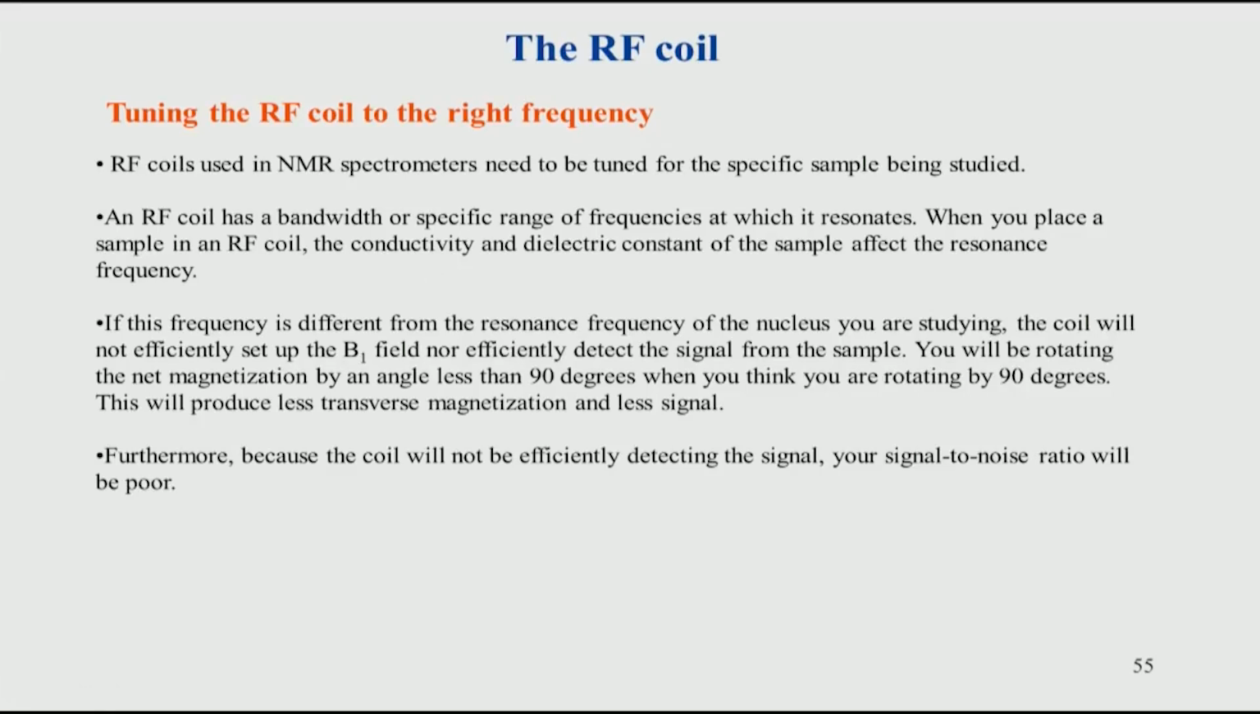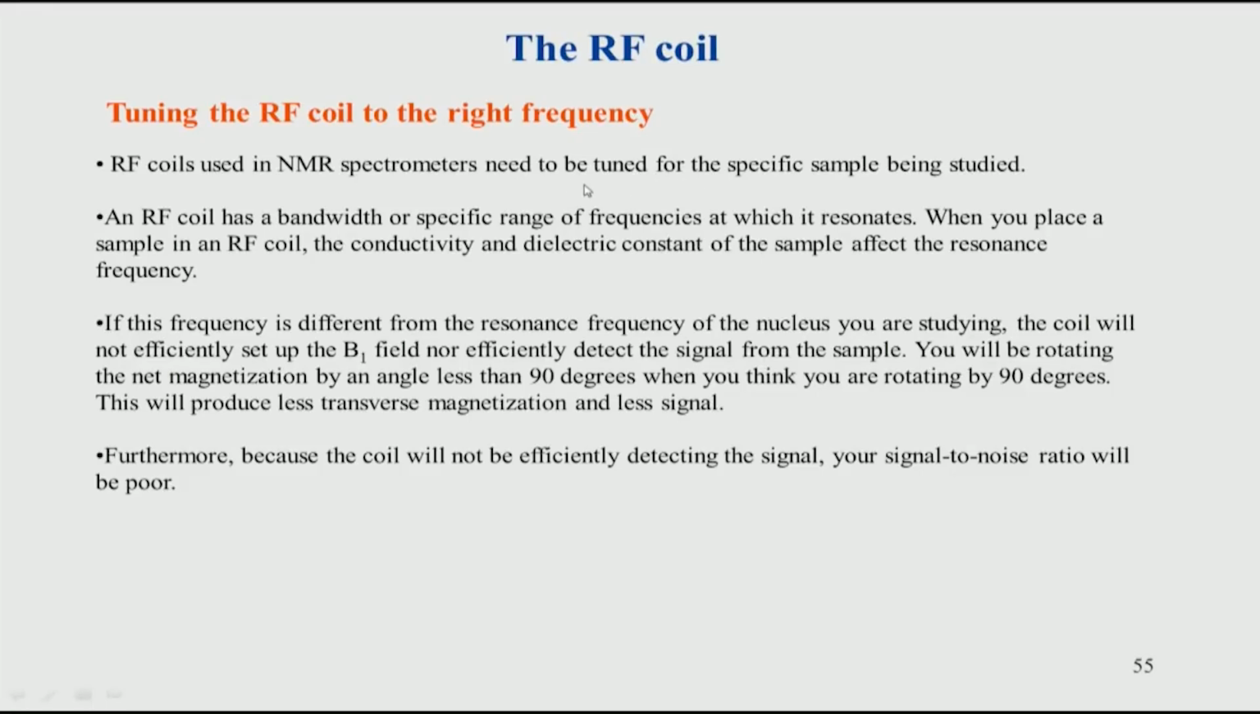For example, when I say 500 megahertz, that is basically the frequency of hydrogen, but for carbon it will not be 500, it will be 125 megahertz. Similarly, for nitrogen it will be 50 megahertz. So, for different types of nuclei we need different frequencies, and all this is done with a single probe. The same probe has to be used for different nuclei, we do not change the probe. Therefore, each time you study carbon 13, fluorine or nitrogen, you will have to tune, like we tune a radio to different frequencies.